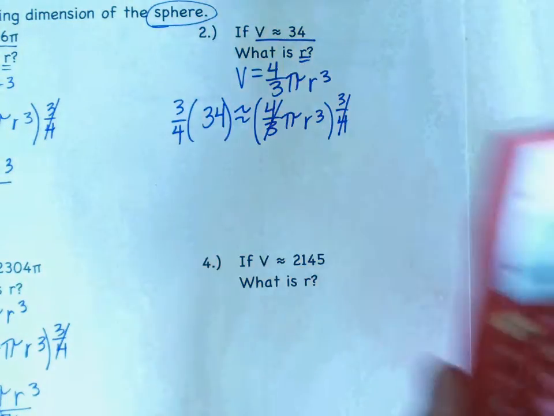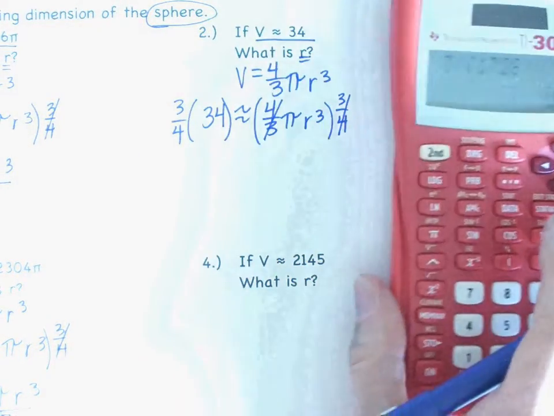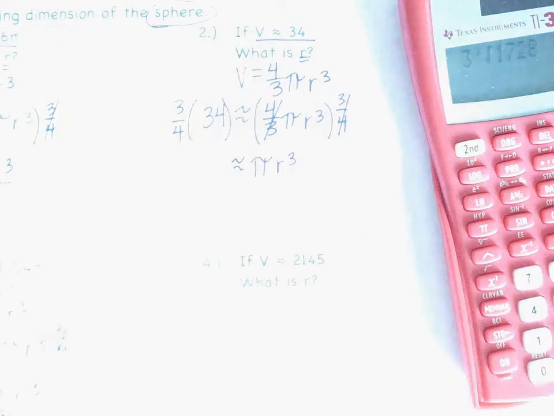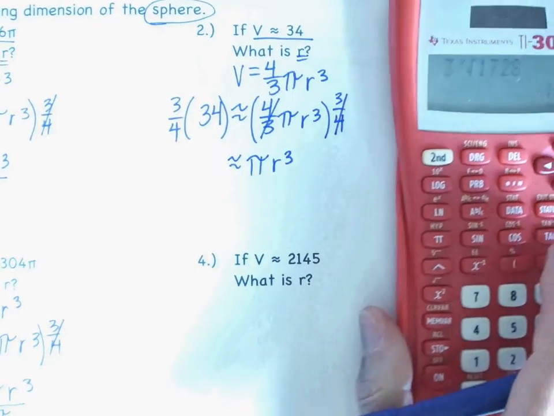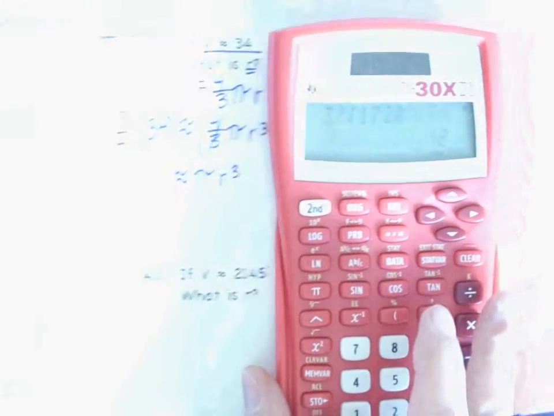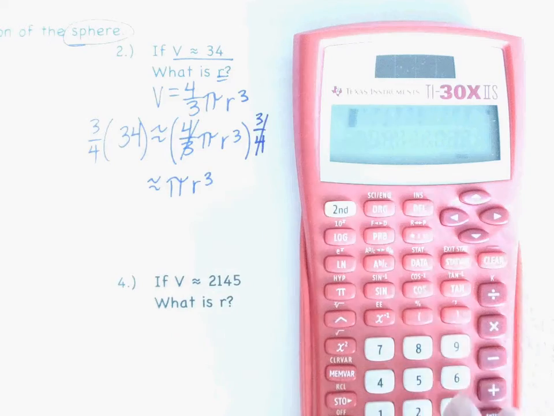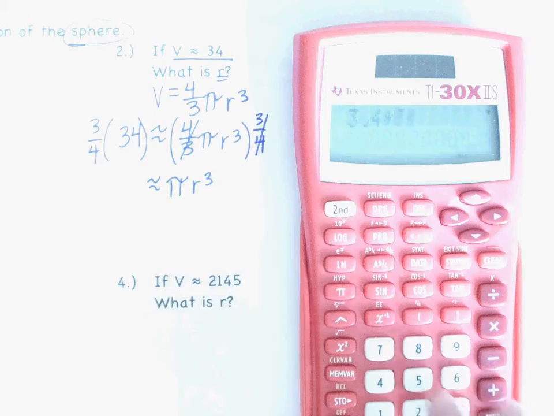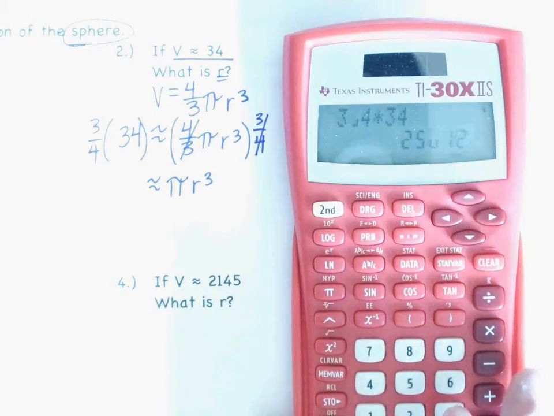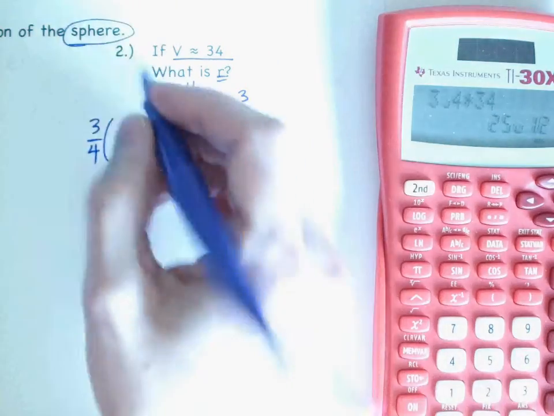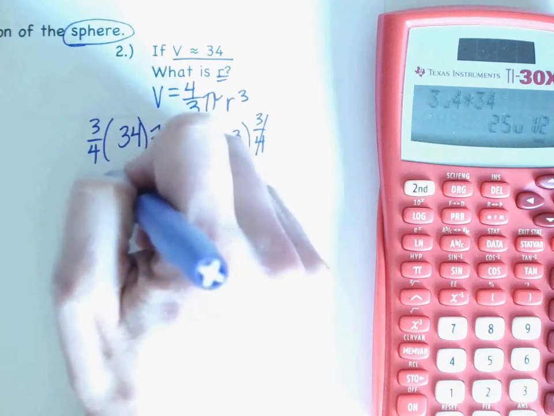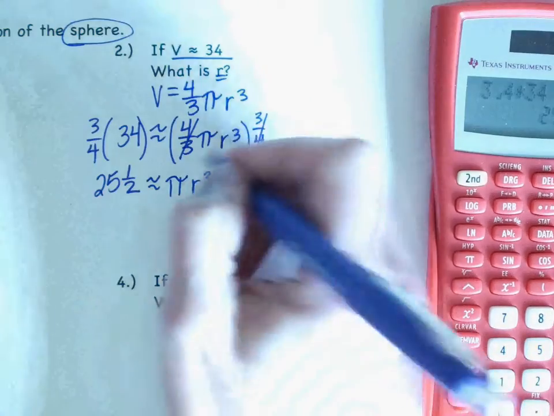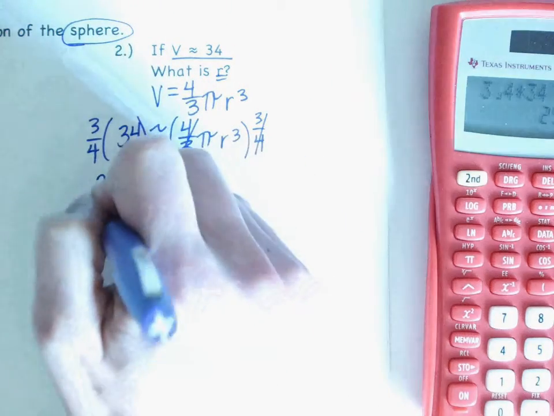And I'll go ahead and recopy pi r cubed. I'll drop that down. And then I'll do 3/4 times 34. Here we go. Got a little bit more room this way. So 3/4 times 34. And I do get a fraction. So I'm just going to copy that fraction down, 25.5. My next step is I'm going to go ahead and divide by pi to isolate r.